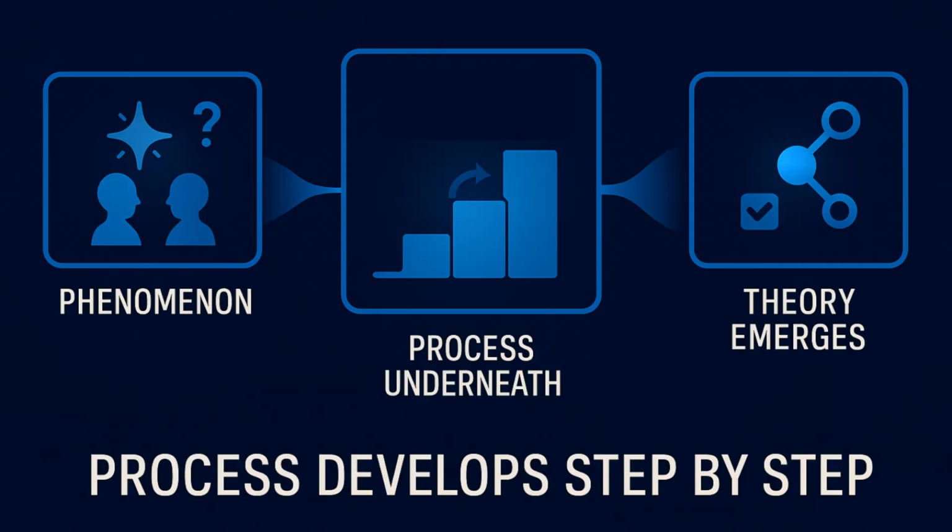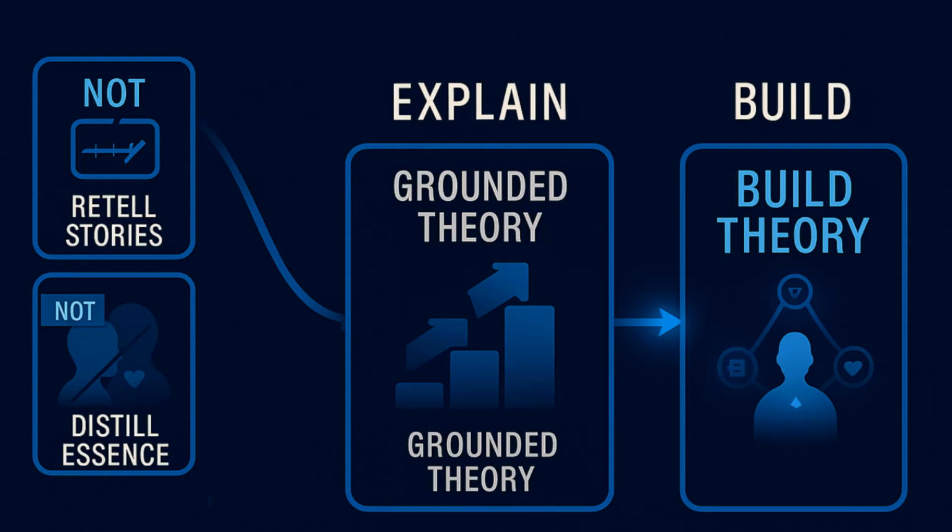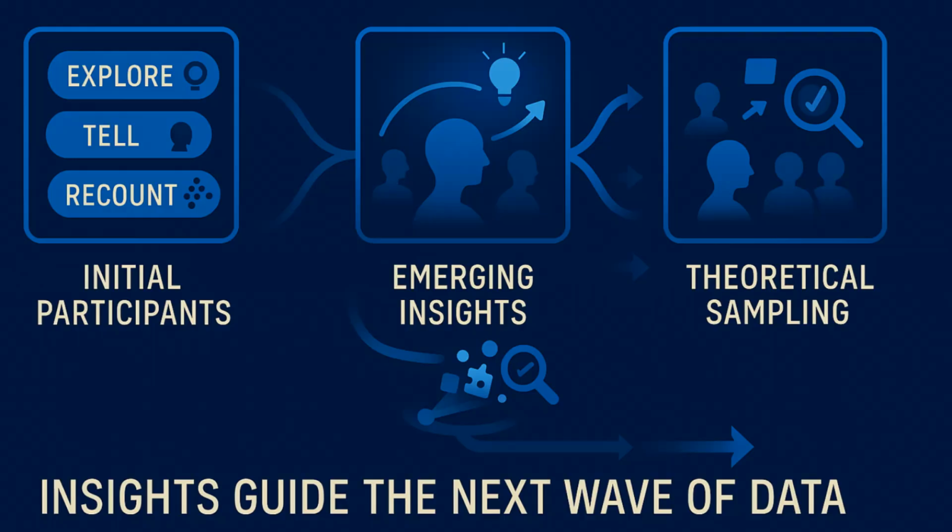Grounded theory asks, what is the process underneath this phenomenon, and how does it develop step by step as people move through it? Grounded theory differs from narrative and phenomenology because it seeks to explain, not simply describe, to build theory, not retell stories or distill essence. Its sampling begins with participants who experience the process, and then evolves through theoretical sampling as emerging insights guide the next wave of data.